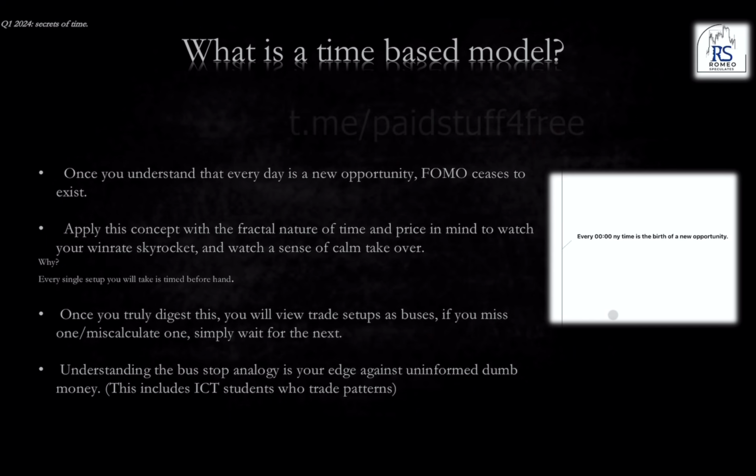Understanding the bus stop analogy is your edge against uninformed dumb money. I'm pretty sure most of you, this is the first time thinking of price in this way, as every midnight is a new opportunity, either for a reversal or continuation or a scalp or whatever. Midnight New York is your key. And every midnight is a new opportunity. Every 1, 5, 9 is a new opportunity. And this includes ICT students who trade patterns, which is pretty much every single one on Twitter.